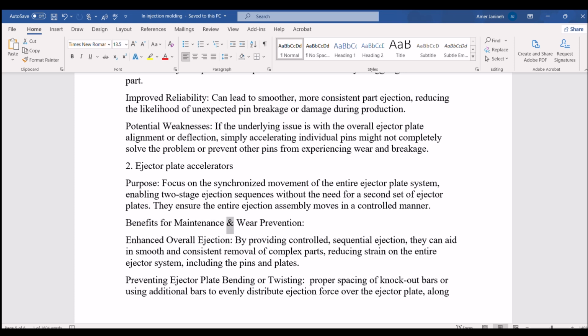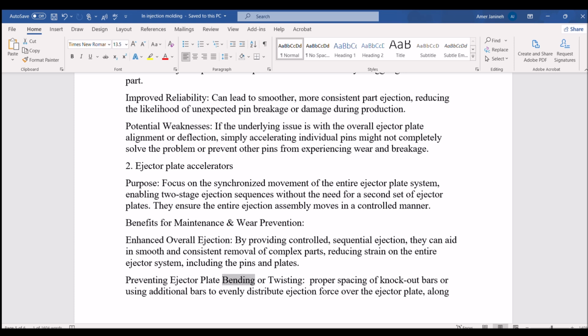Benefits for maintenance and wear prevention. Enhanced overall ejection. By providing controlled, sequential ejection, they can aid in smooth and consistent removal of complex parts, reducing strain on the entire ejector system, including the pins and plates.